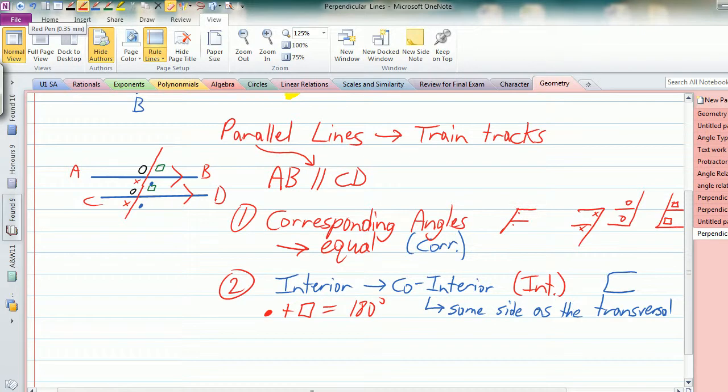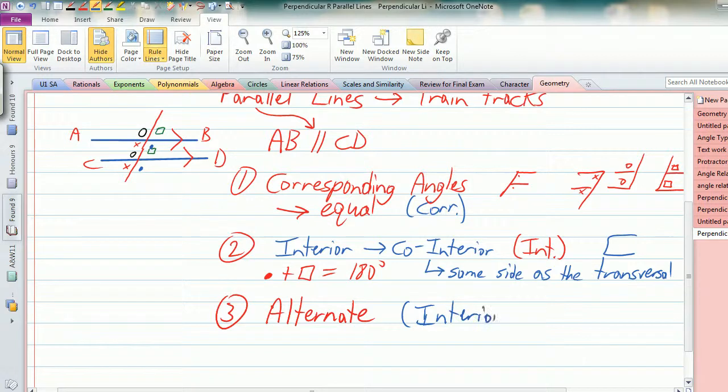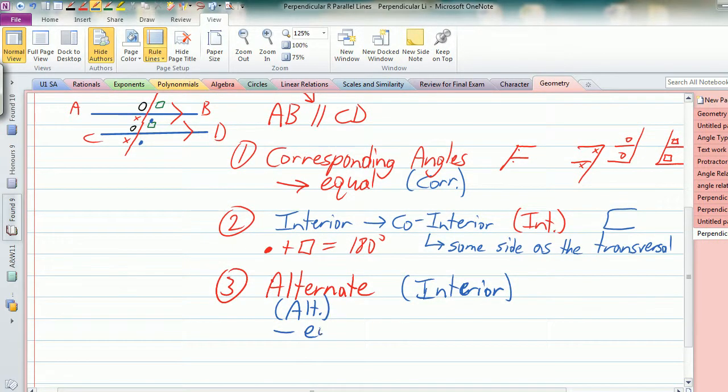Good. And the last one, number 3. Number 3 is going to be what we call alternate angles. Now, in the textbook that you're using, I think it might be called alternate interior. That's because it's inside the parallel lines. They use the word interior. So for us, we'll just abbreviate ALT, alternate. Those ones are actually equal.